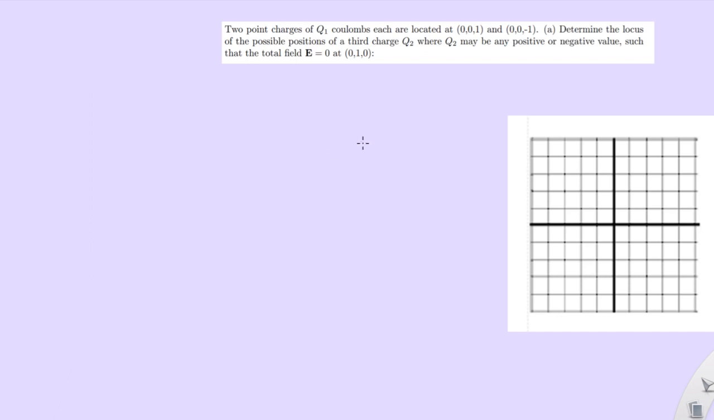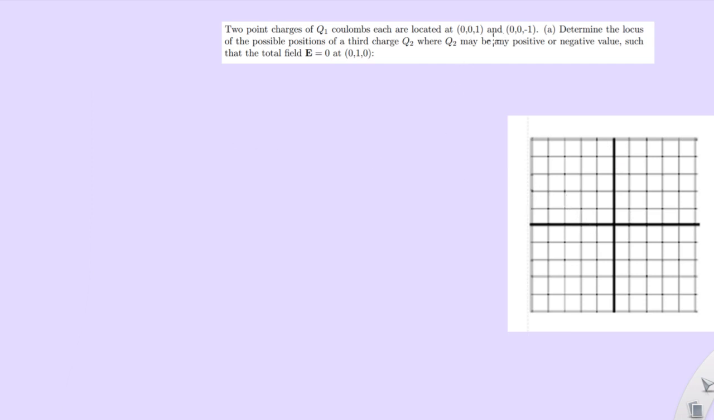Okay, so the problem's asking, it says we have two charges at a certain point, and we have a point where we want E to be equal to 0, and we're wondering where a third charge could be to make that happen, essentially. So let's start drawing it out so it makes a little bit more sense.